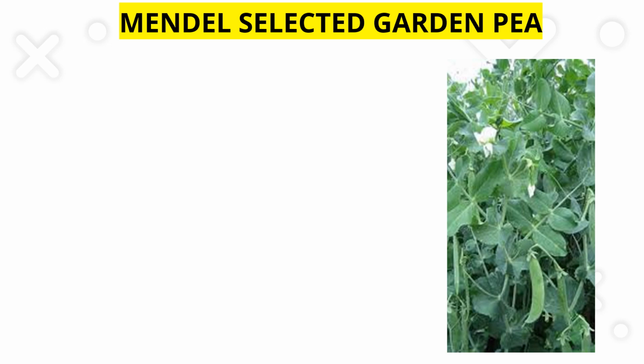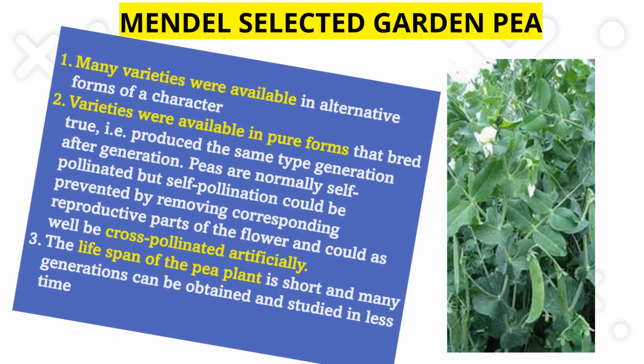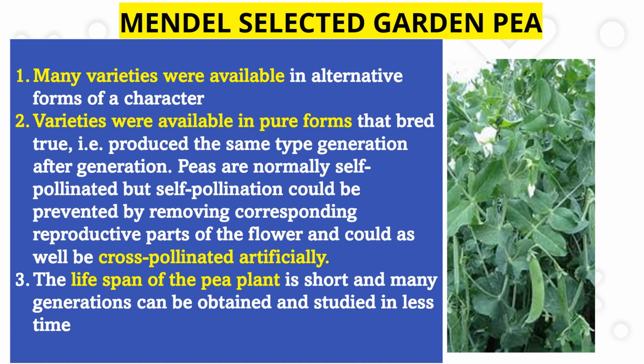Mendel selected garden pea for his experiment. Do you know why he did that? Yes, there are some reasons to select garden pea for his experiment. Many varieties were available in alternative forms of a character. That is one of the reasons. Then these varieties were available in pure forms, that breed true.